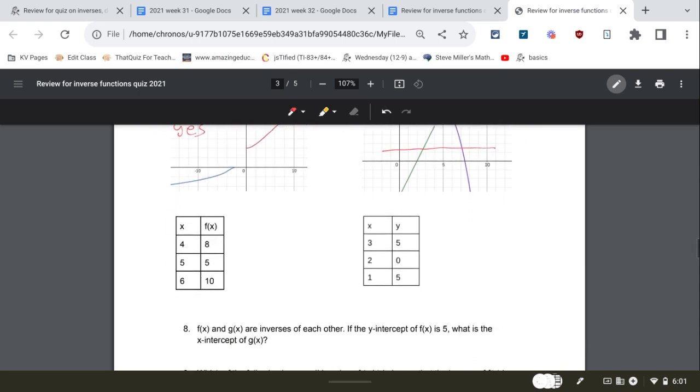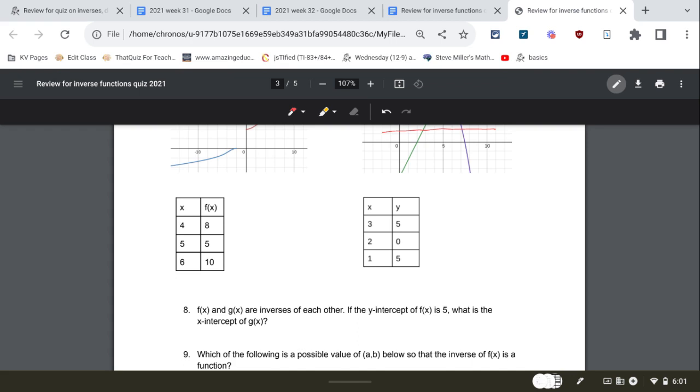And then the last two are tables. Okay, this would be a yes. The inverse would be a function because none of the y values, these f of x values, none of them are repeated. So if you were to switch the order, replacing this column with this column, every input would match to one output. So the inverse would be a function. This one would be a no, because the 5 is repeated on the output side. So the inverse would not be a function.